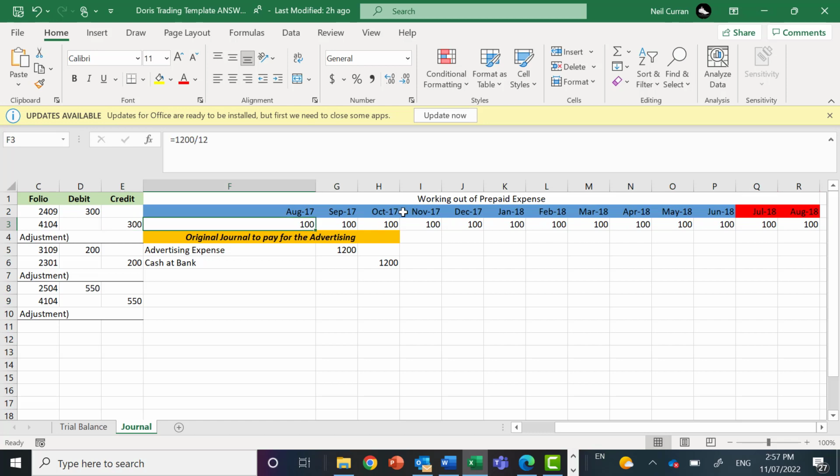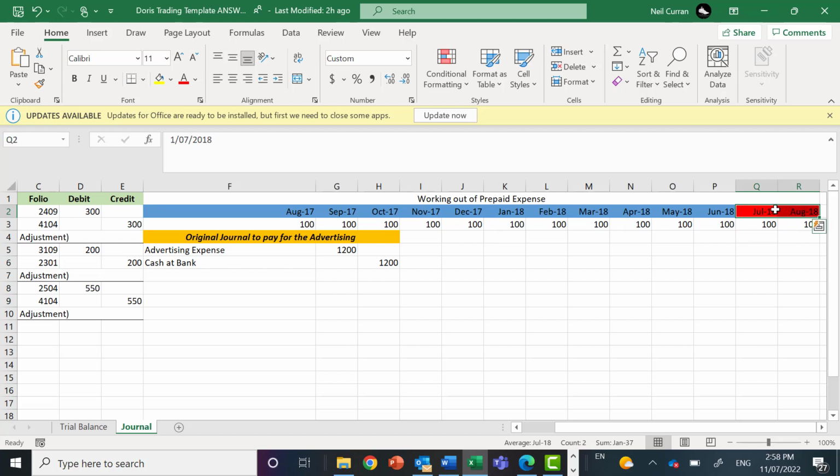And to work out how much it is for a month, the total bill was $1,200, and since it's for a 12-month period, we are going to divide that by 12. So in other words, we are going to expense $100 per month for this advertising. Now the next thing that you need to work out is how much of this total $1,200 relates to the next financial year.